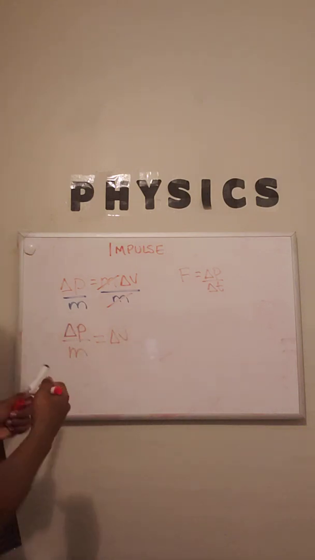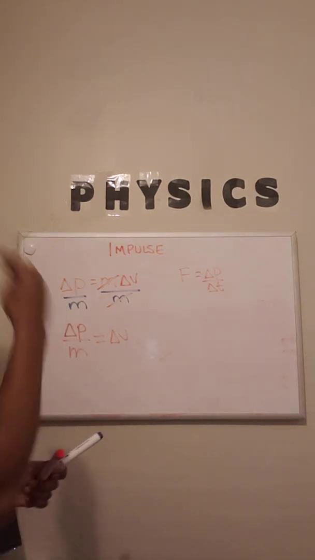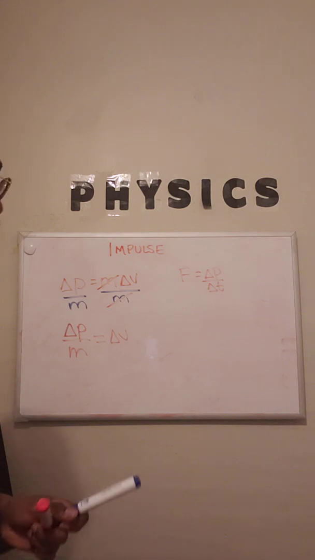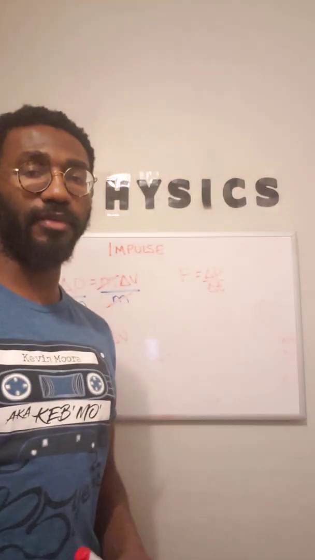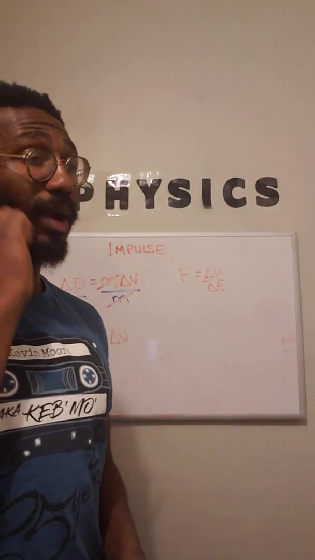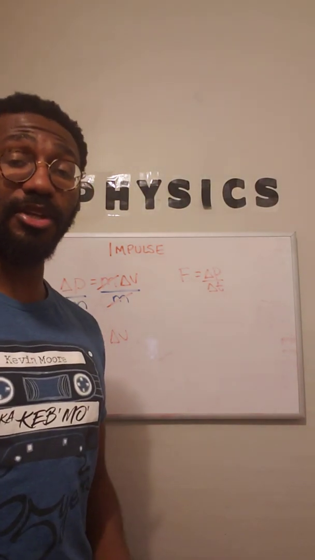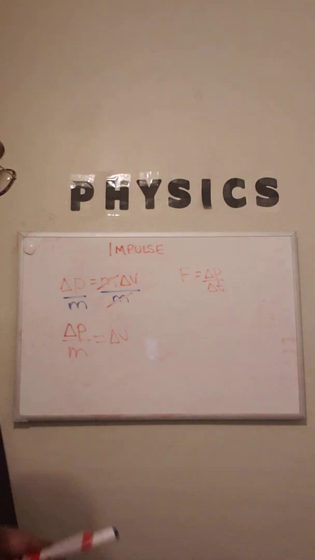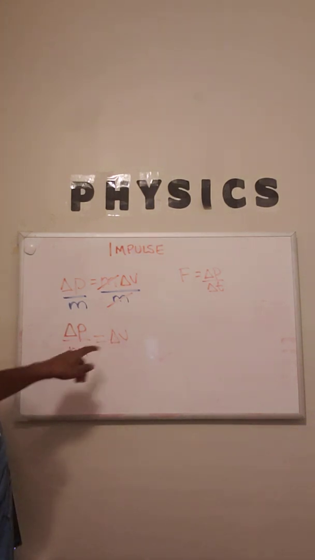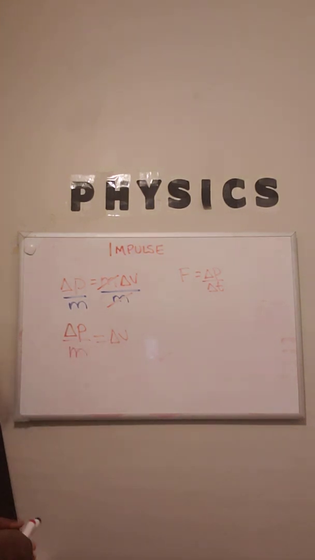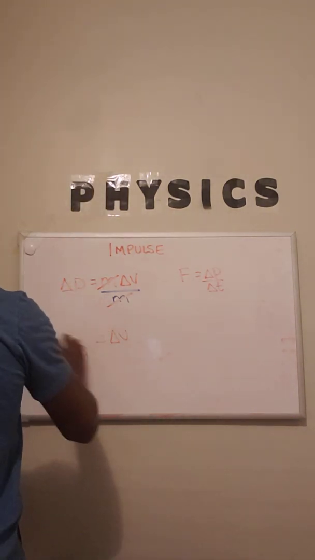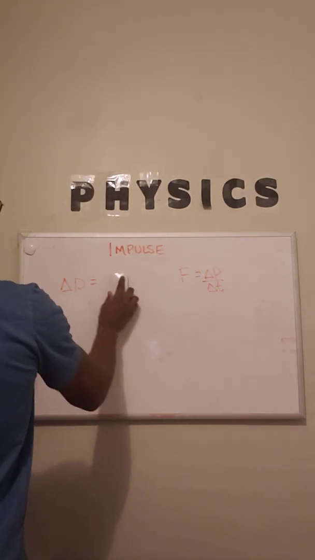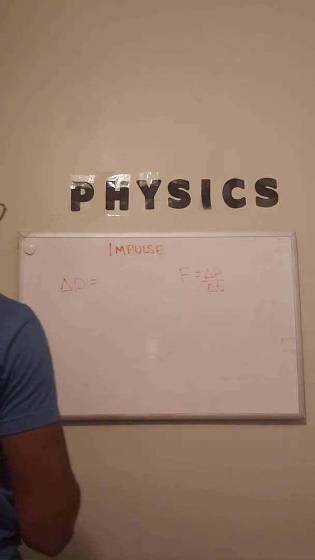Now, you would use this if you know the impulse from the collision and you know the mass of the object that was involved in the collision, but you're still trying to figure out how much its speed changed after the collision. And this will help you figure that out. Okay, great. So that is enough with this equation, and we're going to go ahead and move on to the other equation.